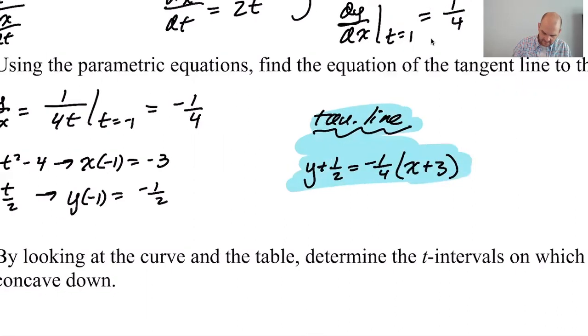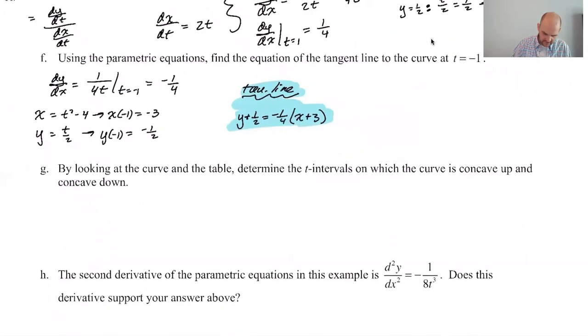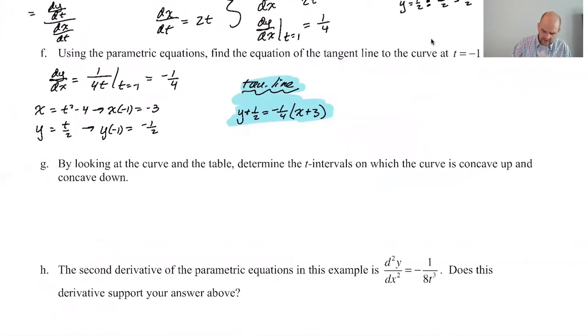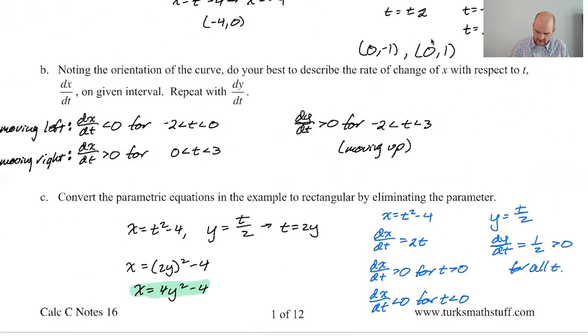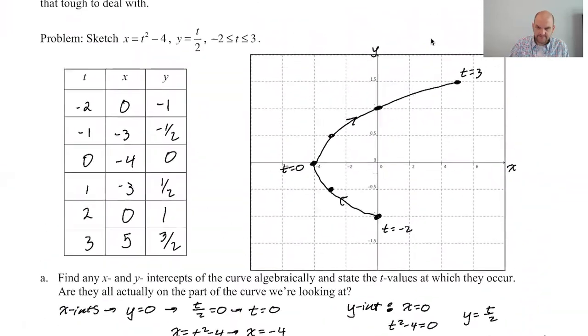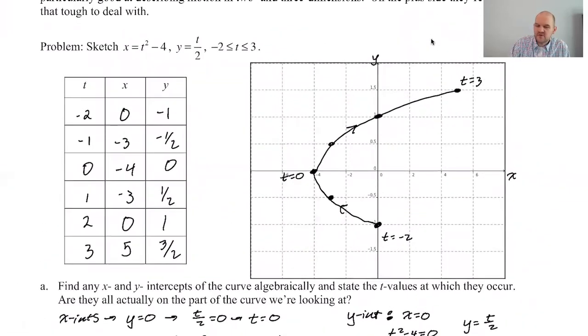This is our tangent line, looking good. So that wasn't bad. All right, by looking at the curve and the table, determine, I don't know what the table would tell. Oh, I guess the table tells us t values. Determine the t intervals on which the curve is concave up and concave down. All right, let's go look at our curve. With parametrics, there's no such thing as concave to the left and concave to the right. You're still just going to say concave up or concave down.